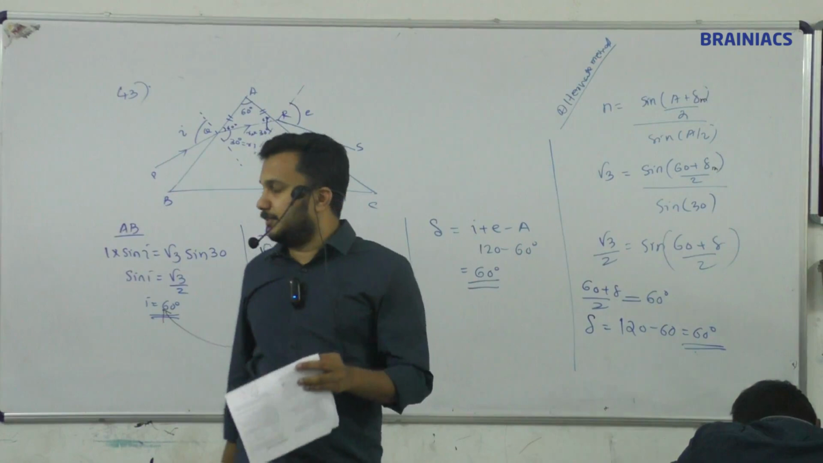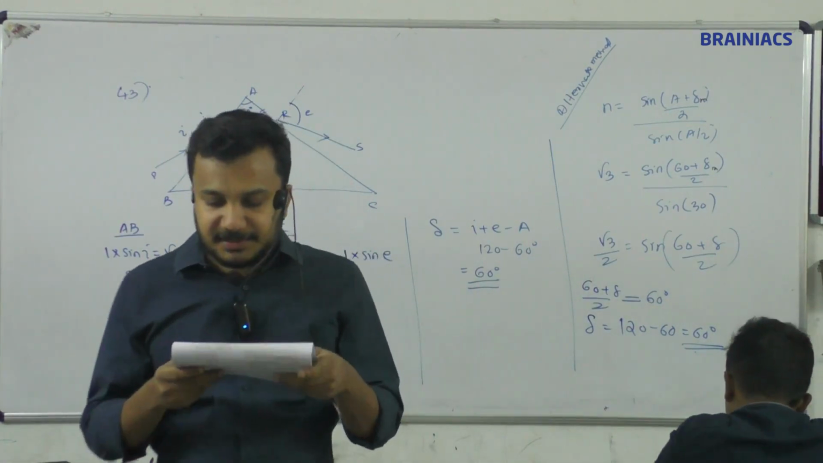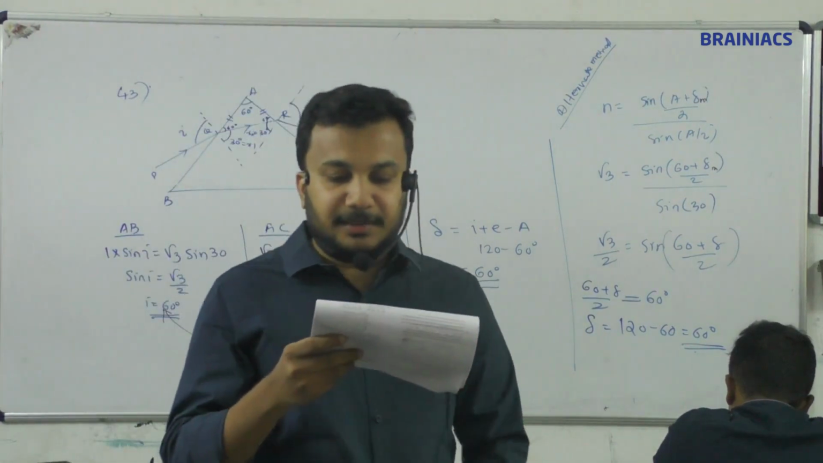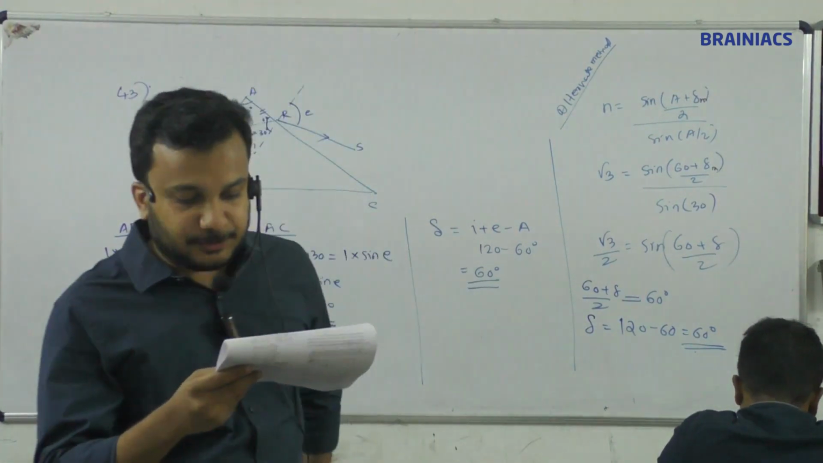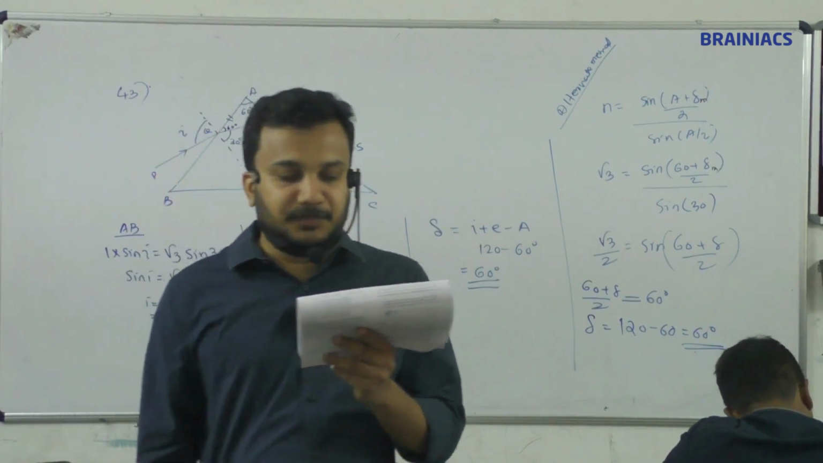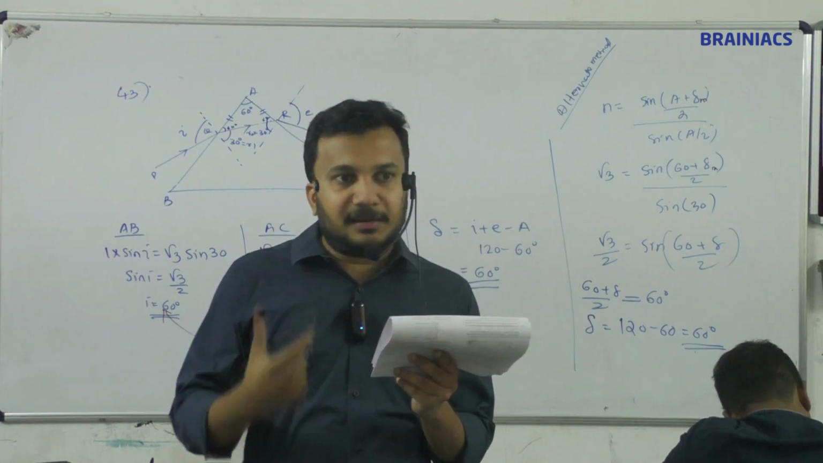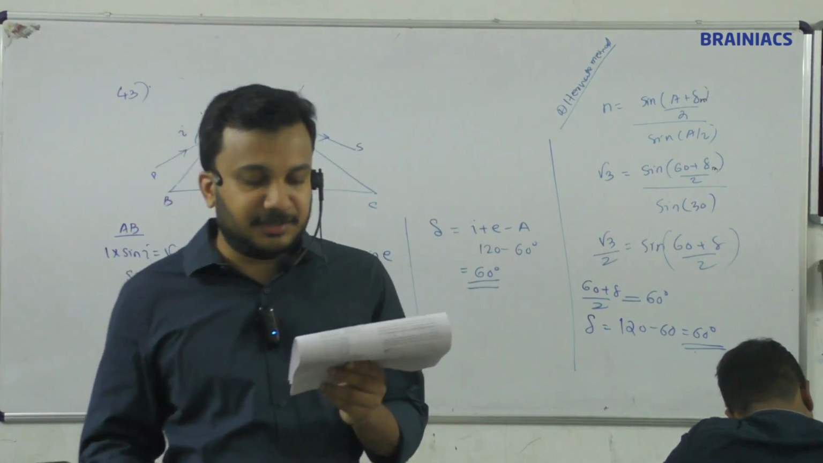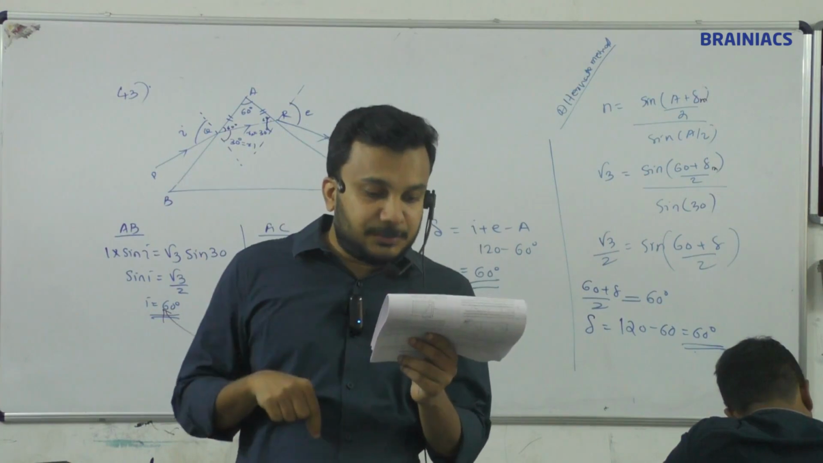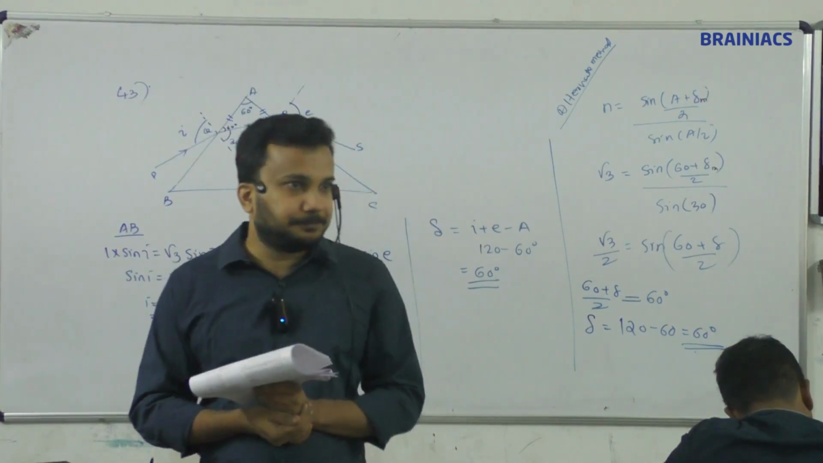45. Can you answer 45? 45 is what? If a thin prism of glass is dipped in water, then the minimum deviation with respect to air of light produced by the prism will be. If a thin prism of glass is dipped in water, its minimum deviation with respect to air, how many times will it be? That is the question.